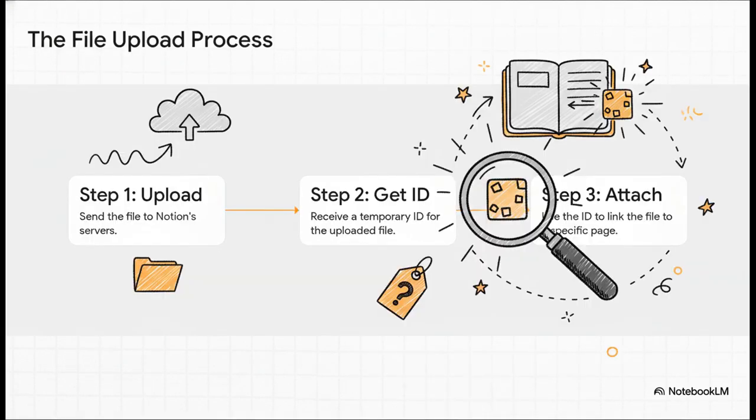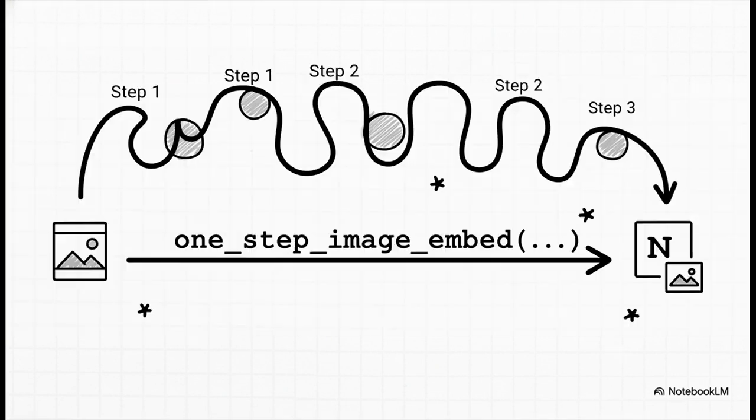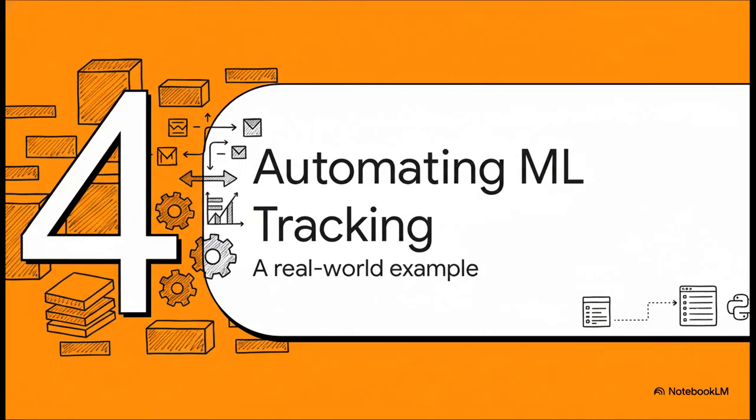That's it. Now, handling files. This is where the native API can be a real pain. It's this whole three-step process. First, you upload the file. Then, you get back some temporary ID. And then, you have to make a whole other request to actually attach that file to the right page. It's a bit much. And this is where the power of this helper class really shines. It takes that whole annoying three-step dance and boils it down to a single, straightforward command. You want to embed an image? You just call this function, tell it which page and where the file is. Done.